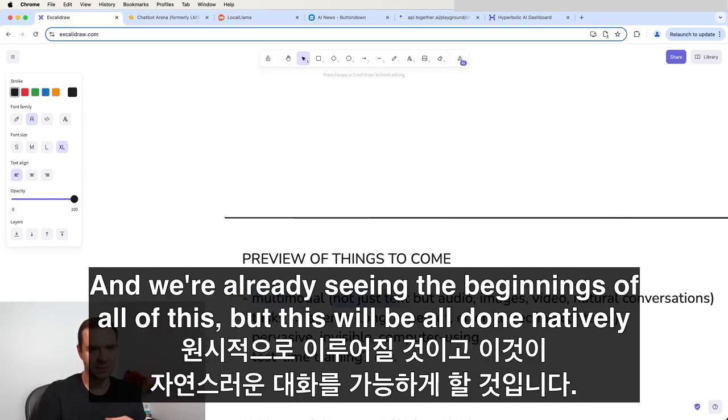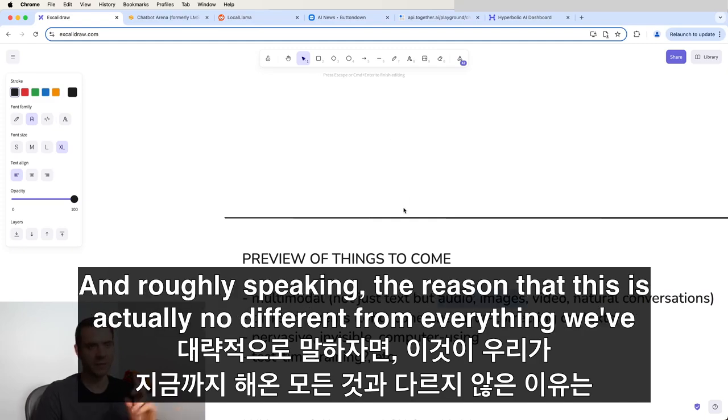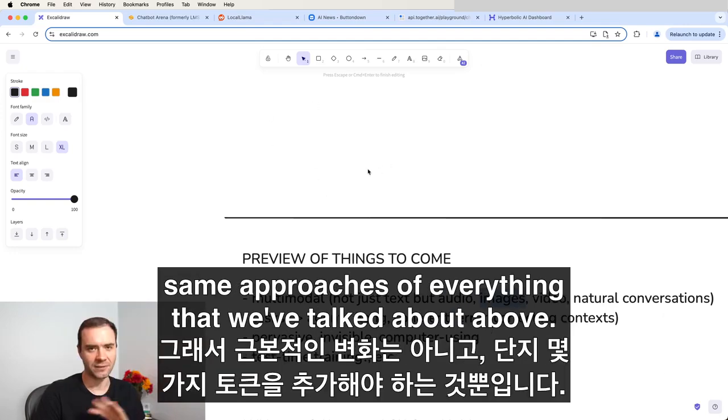And we're already seeing the beginnings of all of this, but this will be all done natively inside the language model, and this will enable kind of like natural conversations. And roughly speaking, the reason that this is actually no different from everything we've covered above is that as a baseline, you can tokenize audio and images and apply the exact same approaches of everything that we've talked about above. So it's not a fundamental change.